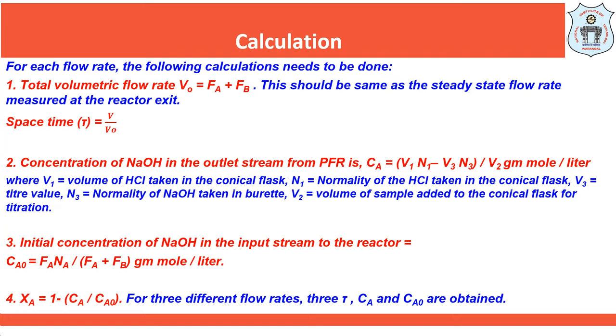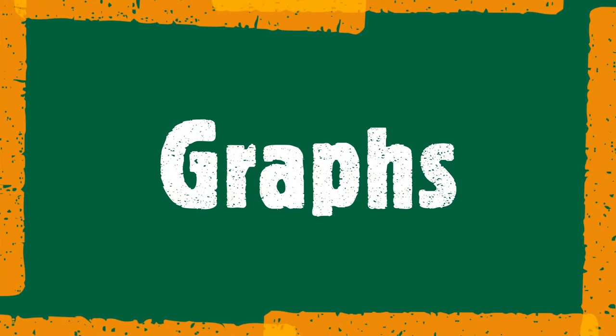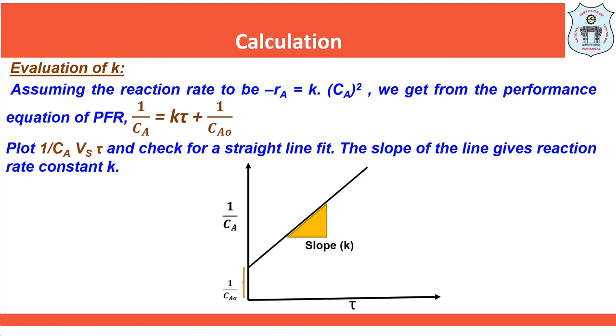So for three different flow rates, we are going to get three different space times, the initial concentration of sodium hydroxide, and the concentration at the exit stream. In this way, we have to obtain them. Okay. So once we do that, now we need to evaluate K, that is the reaction rate constant.